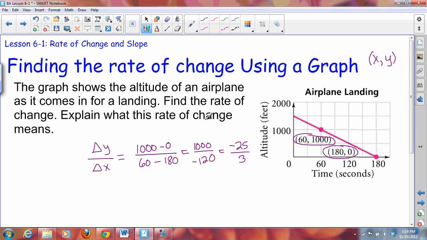And it says, well, what does this rate of change mean? Well, that means that your altitude goes down, or decreases, 25 feet every 3 seconds. Okay, it goes down 25 feet. We know it goes down because it's a negative 25 over 3.